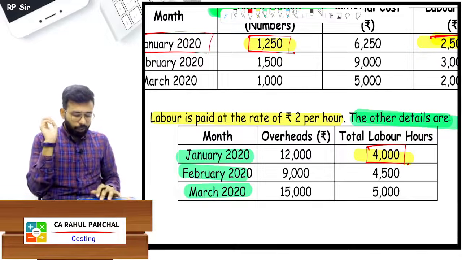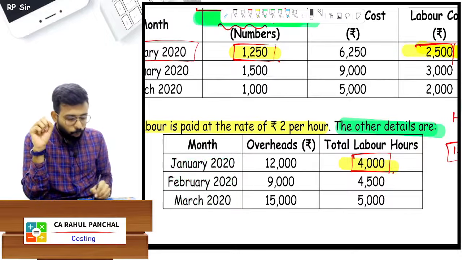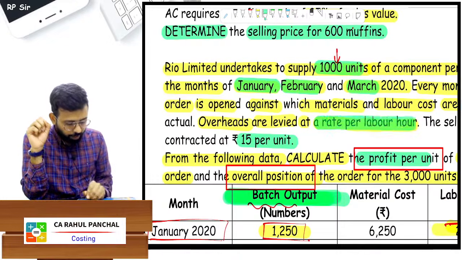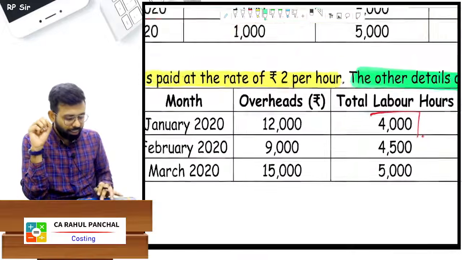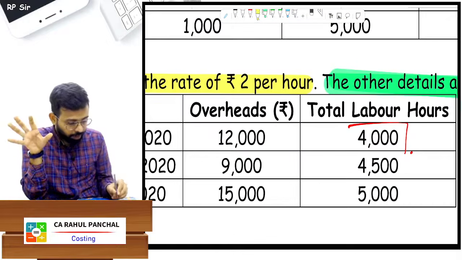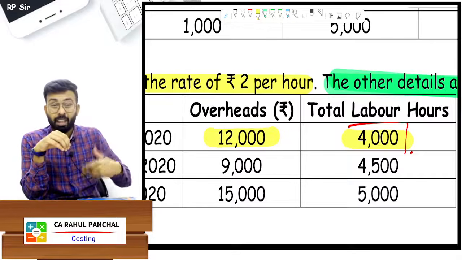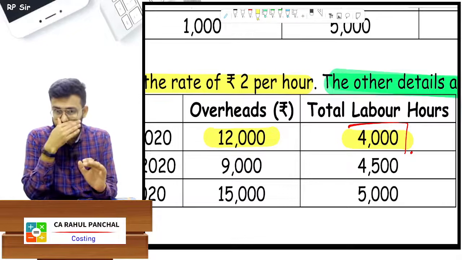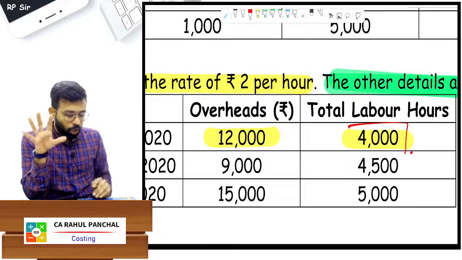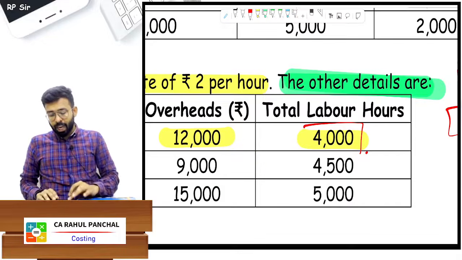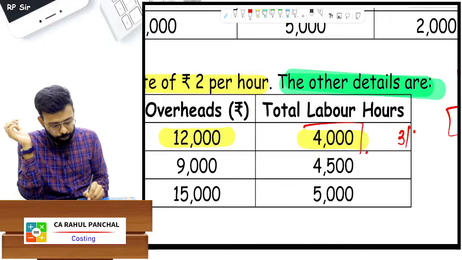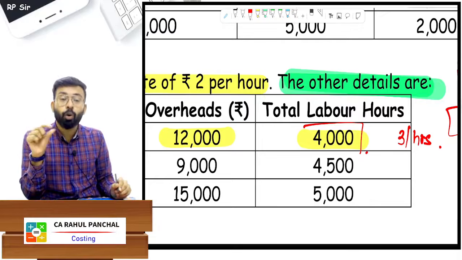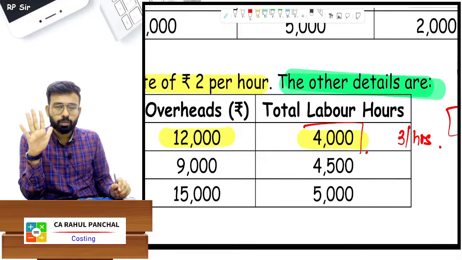Now, the overhead rate. Overhead is recovered based on rate per hour. If my rent of the factory is 12,000, I have to recover that rent from the customer, on a labor hour basis. So 12,000 is my cost and I am going to work for 4,000 hours, so I will recover 3 rupees per hour. As in when a worker works for 1 hour, 3 rupees will be recovered as rent or overhead.